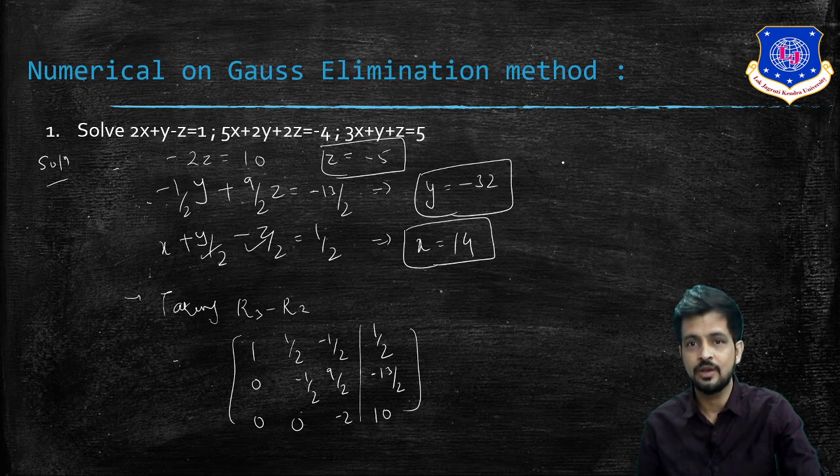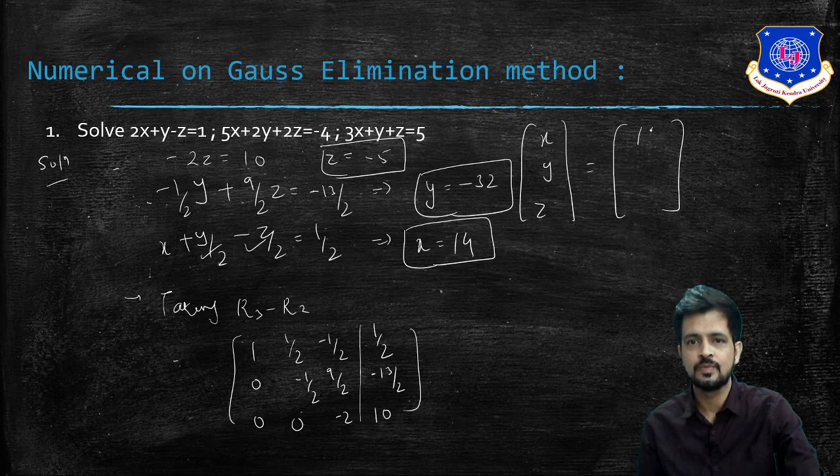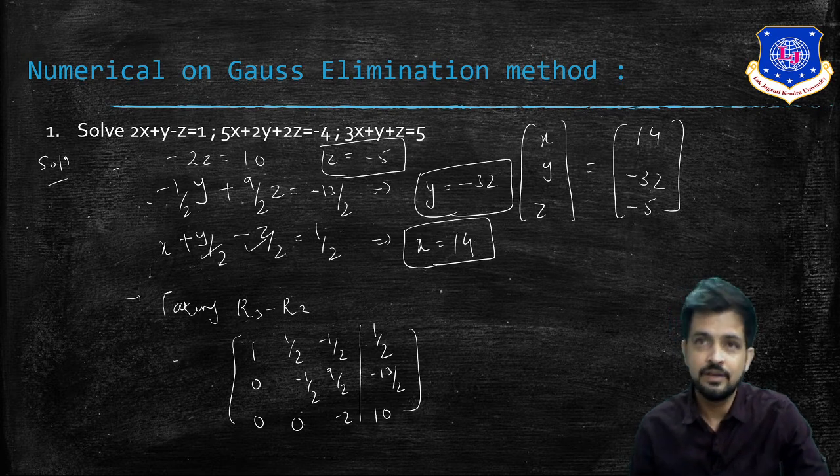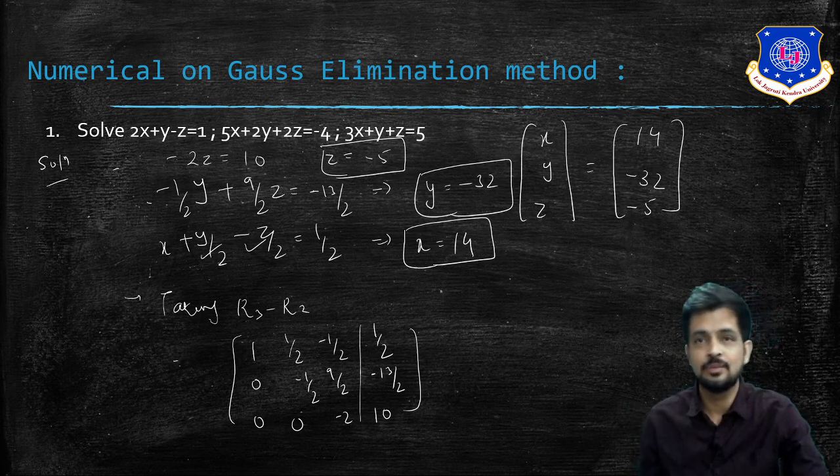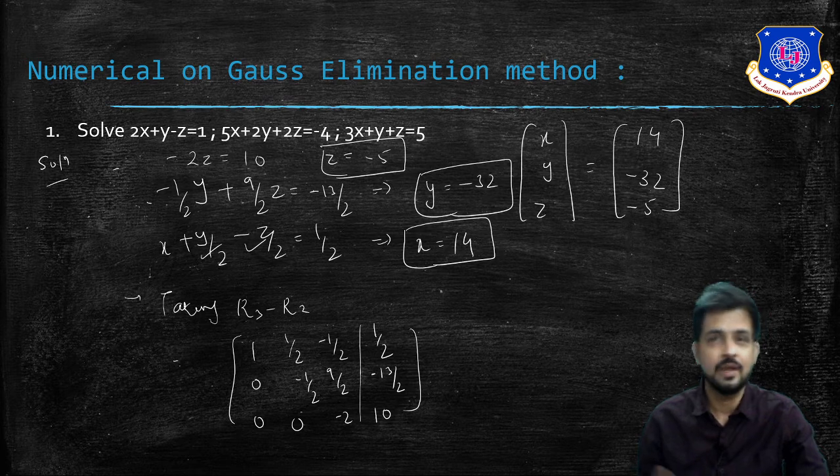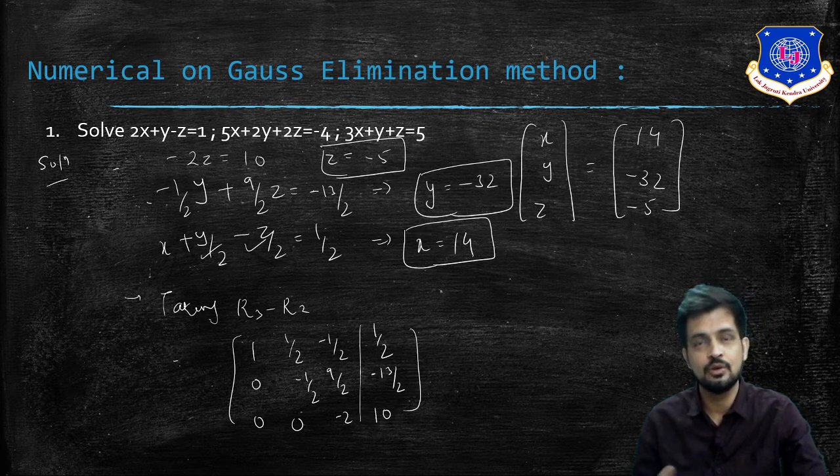You have to do it by yourself, okay? So the solution of this system is xyz is equal to 14, minus 32 and minus 5. So in this way you can solve more numericals on the basis of Gauss elimination method. Many numericals are given in the question bank. You have to solve that.